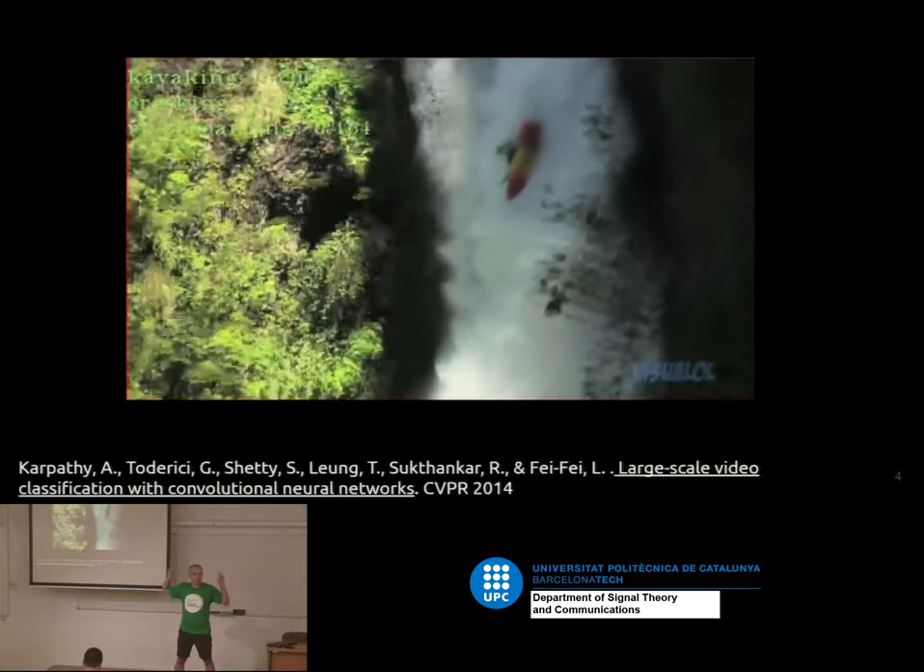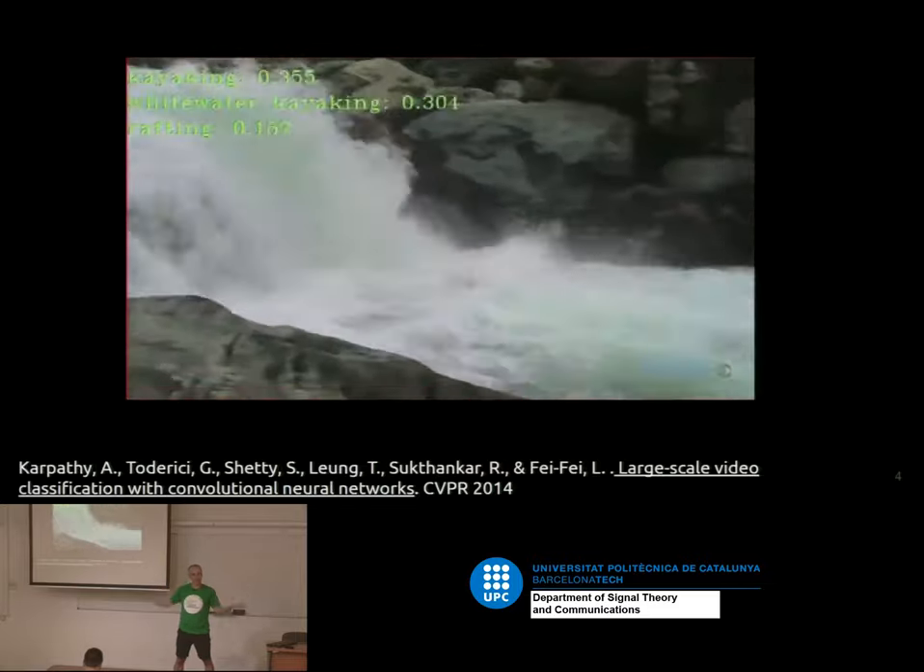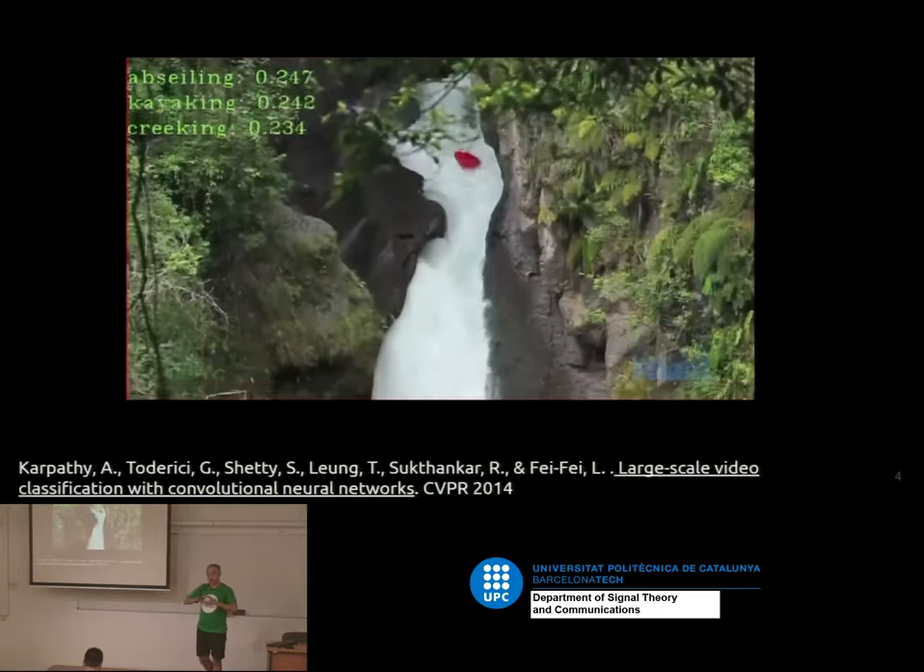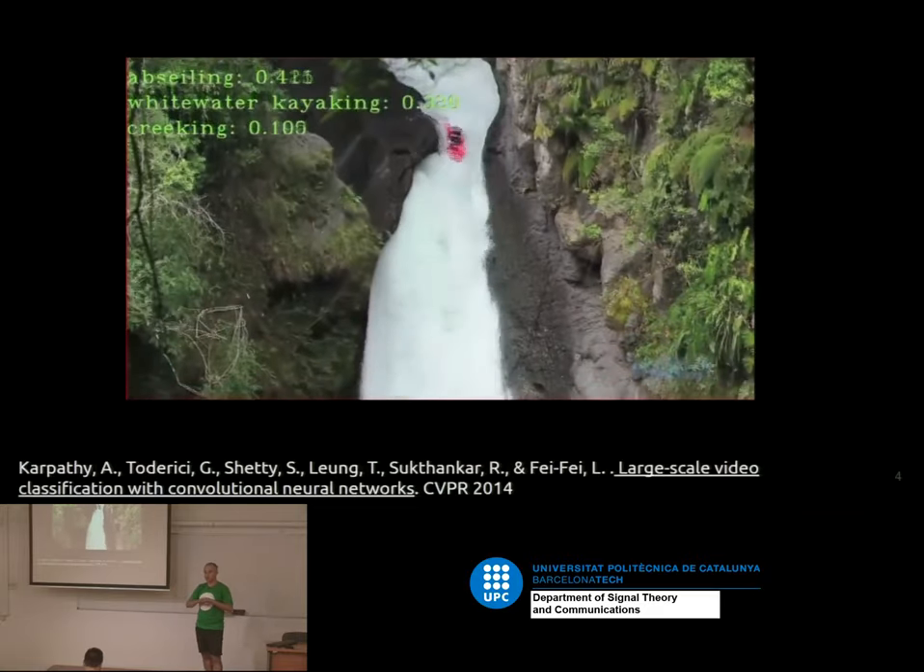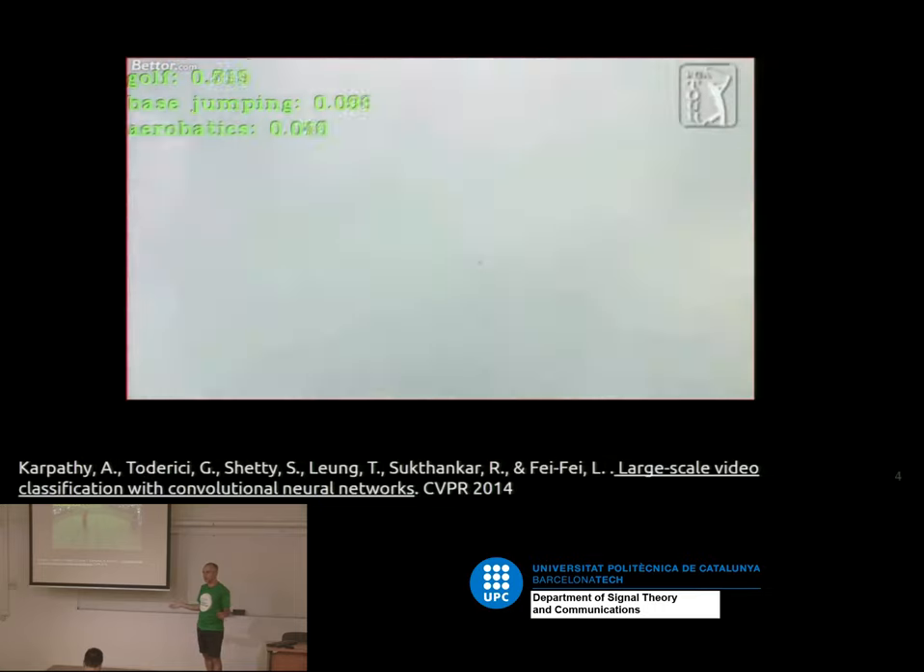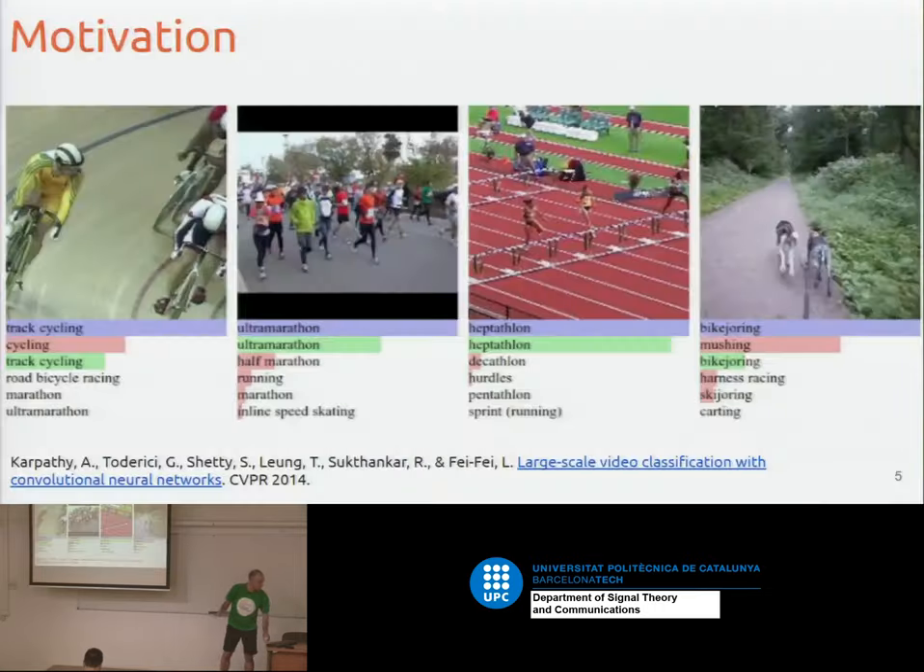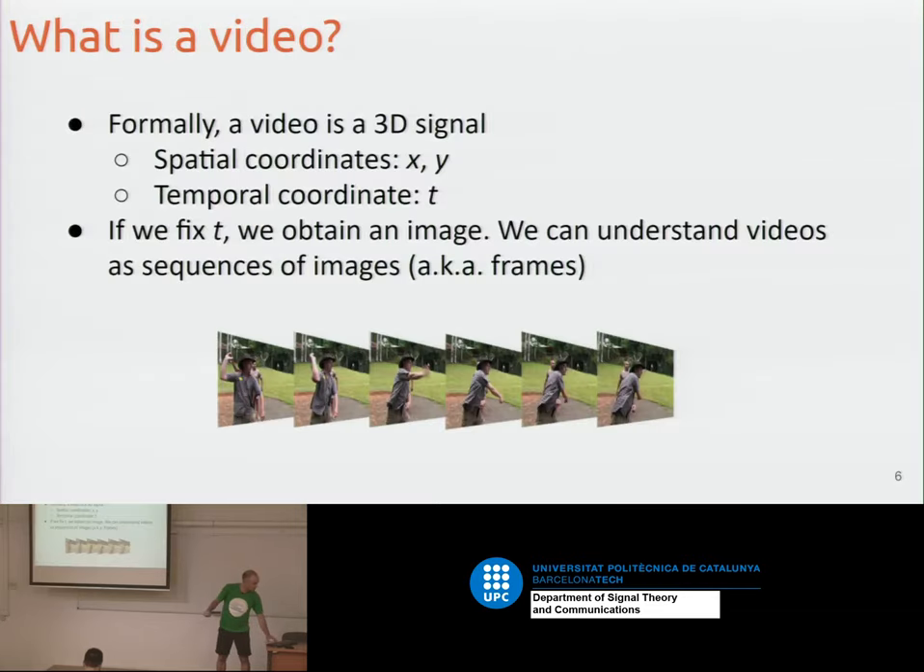So that's the task we want to solve. It's like ImageNet, but for video. So one label for the whole video. In this lecture, I will focus only on this, which is the most basic task you can think about for videos. Okay? So that's kind of the ImageNet for videos.